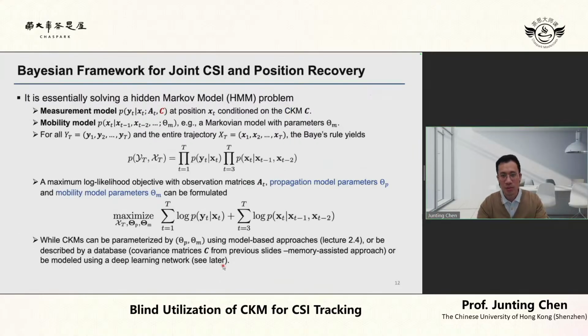Now, with that, we need to specify the model with more details. In lecture 2.4, you probably already know that this is essentially formulating and solving a hidden Markov model problem, where we need to formulate a number of models, say the observation model, mobility model, etc. Now, based on our construction, we can formulate the measurement model. So given the location x_t, given the CKM, which provides the covariance matrix C(x_t), and given the observation matrix A_t, we can formulate the conditional probability of the observation y_t, right? We'll see a detailed expression later on in the next slide.